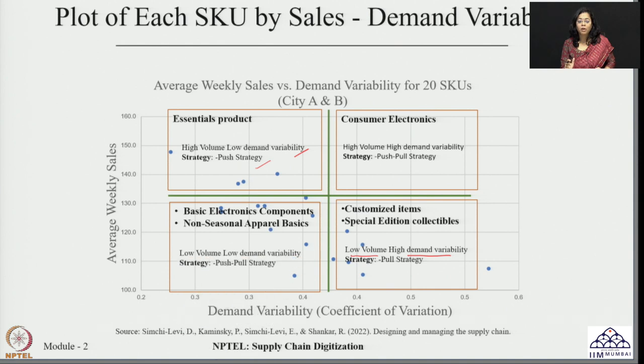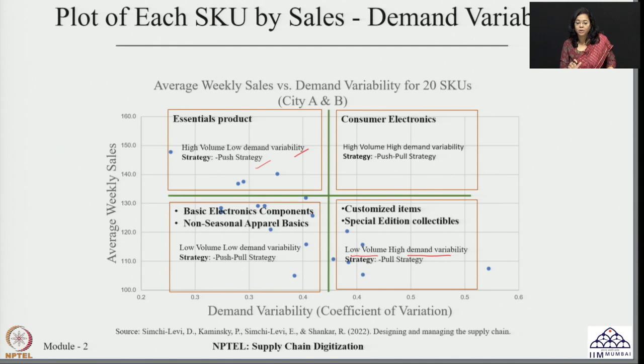The last quadrant is about some basic electronic components, where the demand variability is quite low, and the average weekly sales is also low. So the combination of sales and demand variability are both on the lower side, and again the best strategy to manage these types of businesses is to have a combination of push and pull strategy together. A very simple example is some non-seasonal apparel basics or some basic electronic components. So again, there is no specific strategy over here. A right combination of push and pull strategy needs to be decided by looking into the requirements of these particular types of products.